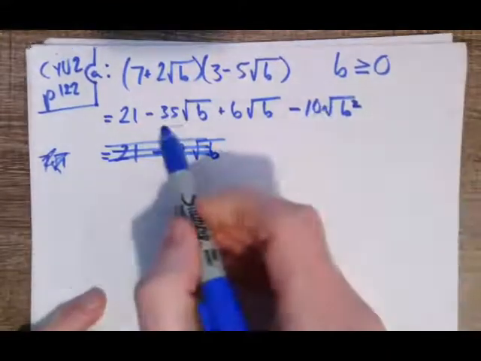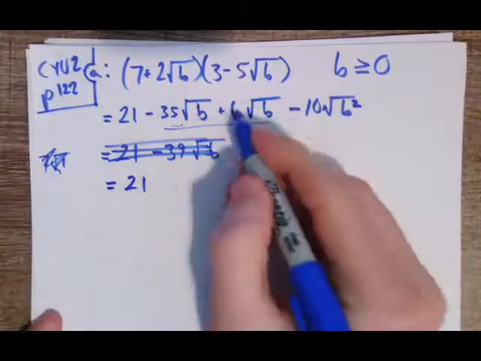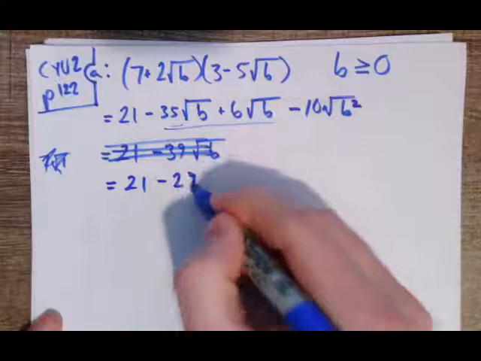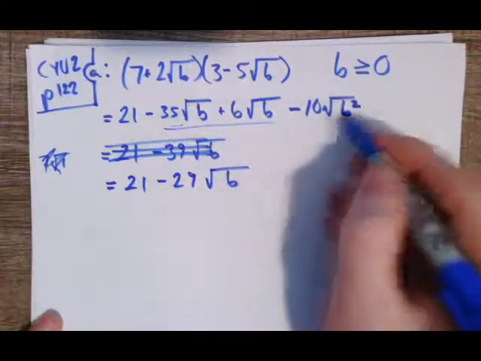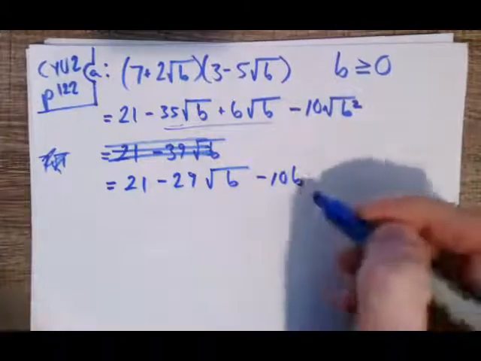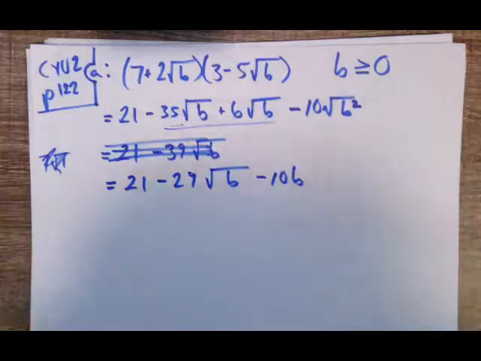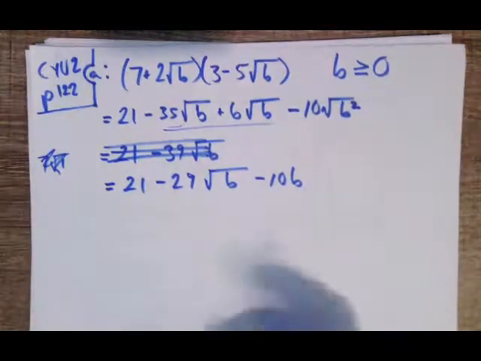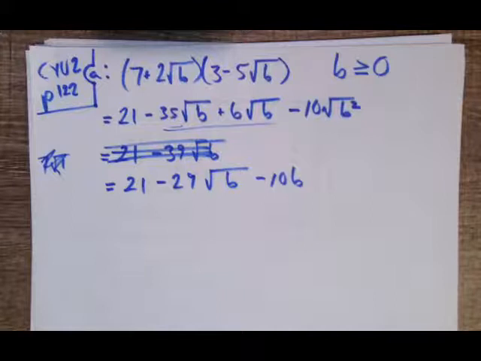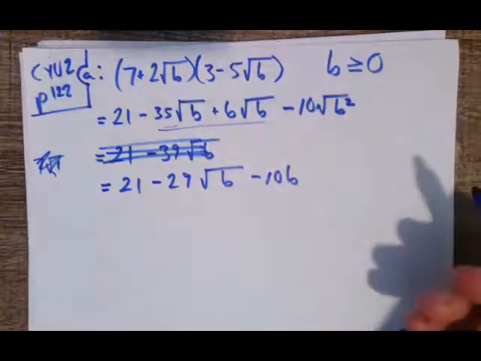Sorry about that. These are the only like terms. So let's simplify a bit. 21. Negative 35 plus 6 is negative 29 root b. B squared, so b comes out, minus 10b. Oopsie, you drop your guard for 1 second and you make mistakes. Everybody see what I forgot to do? Root b times root b would be root b squared. Okay.